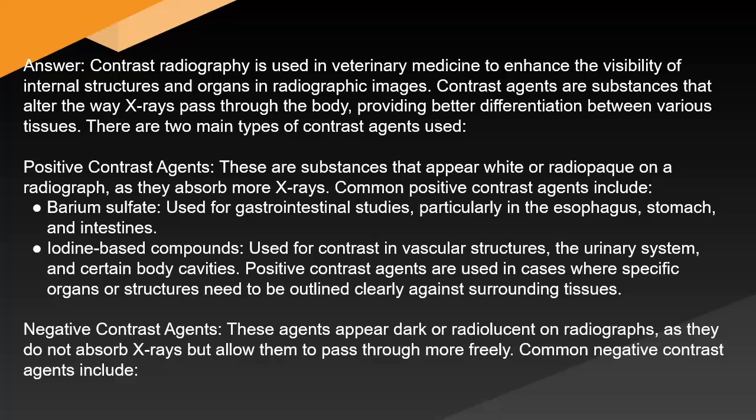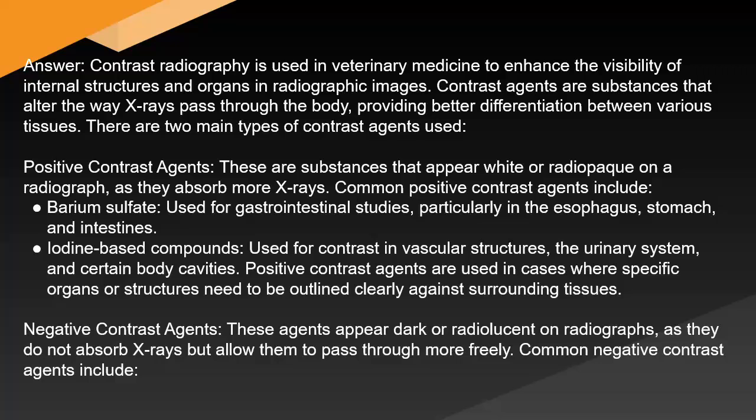Positive contrast agents. These are substances that appear white or radiopaque on a radiograph as they absorb more X-rays. Common positive contrast agents include barium sulfate, used for gastrointestinal studies, particularly in the esophagus, stomach, and intestines. Iodine-based compounds, used for contrast in vascular structures, the urinary system, and certain body cavities. Positive contrast agents are used in cases where specific organs or structures need to be outlined clearly against surrounding tissues.